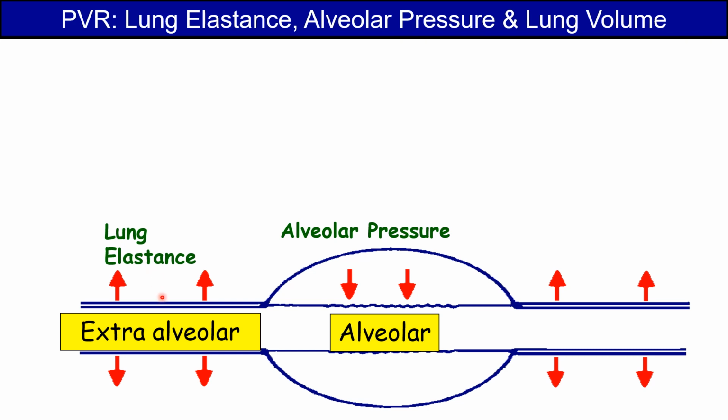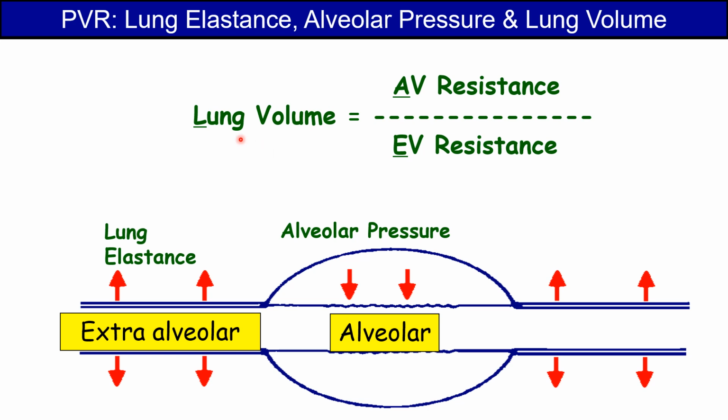So I mentioned that the extra-alveolar vessels are directly related to lung elastance, and the alveolar vessels are inversely related to the alveolar pressure. Both of these are related to the lung volume. And therefore, as we discussed in the previous two slides, this is the relationship. The greater the lung volume, the greater the alveolar vessel resistance, and the lower the extra-alveolar vessel resistance. The mnemonic is LAE: Lung volume is directly related to alveolar vessel resistance and inversely related to extra-alveolar vessel resistance.